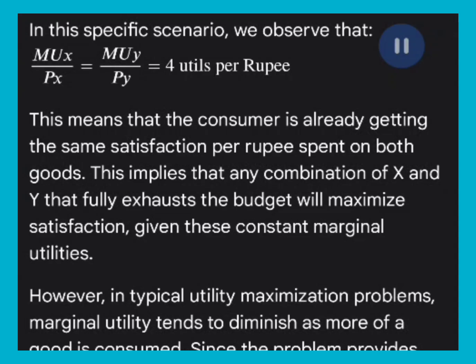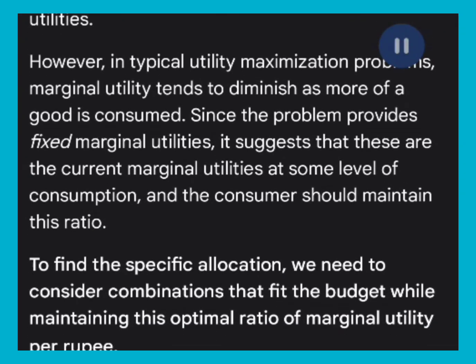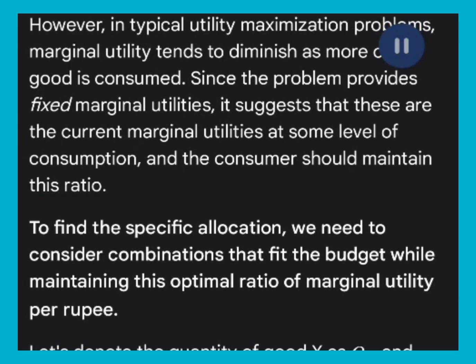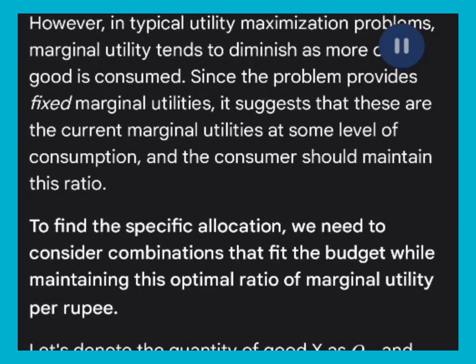This implies that any combination of X and Y that fully exhausts the budget will maximize satisfaction given these constant marginal utilities. However, in typical utility maximization problems, marginal utility tends to diminish as more of a good is consumed. Since the problem provides fixed marginal utilities, it suggests that these are the current marginal utilities at some level of consumption, and the consumer should maintain this ratio.